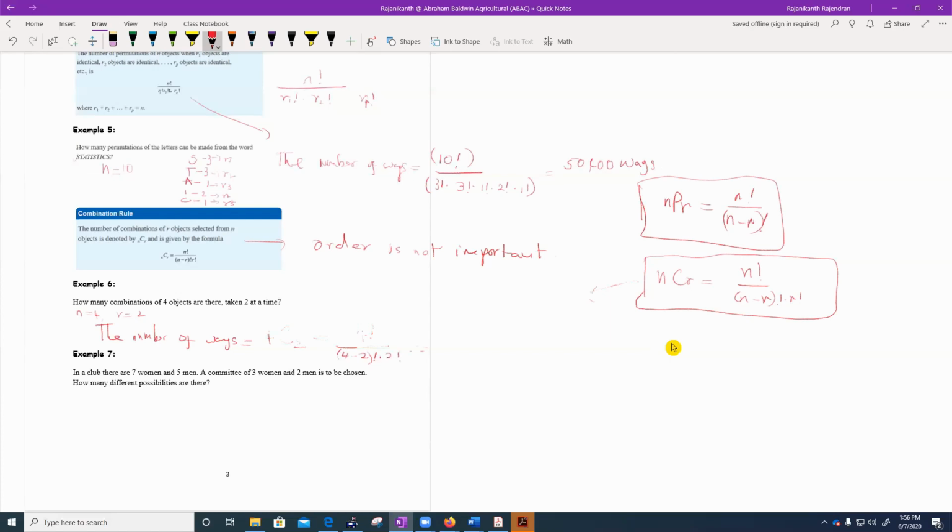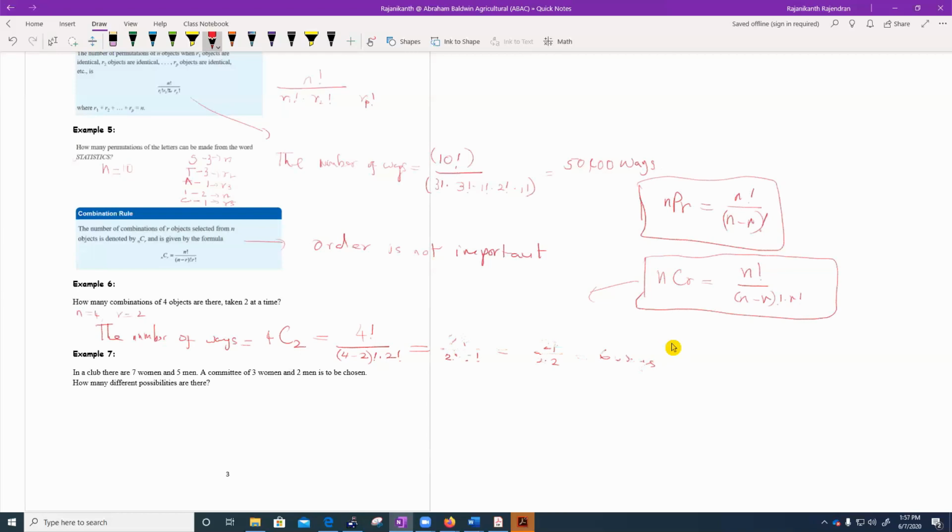If you simplify this, 4 factorial is 1 times 2 times 3 times 4, which is 24, over 4 minus 2, which is 2 factorial, again 2 factorial. So that is 24 over 2 factorial, which is 1 times 2, which is 2, and again 2 factorial is 2. So this is 24 over 4, that is 6. That means there are 6 different ways you could choose two from 4 objects.